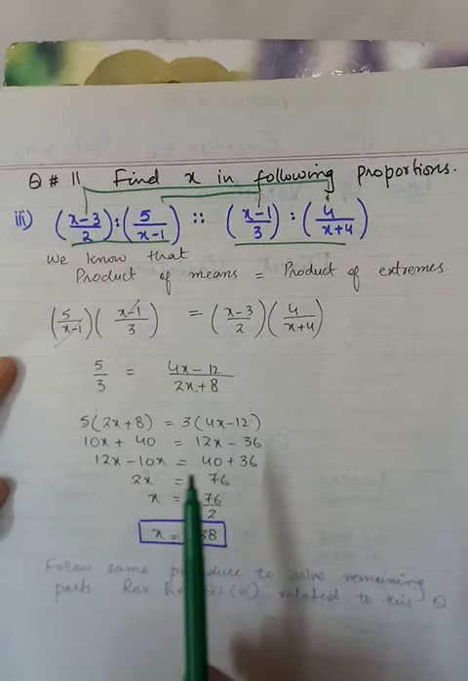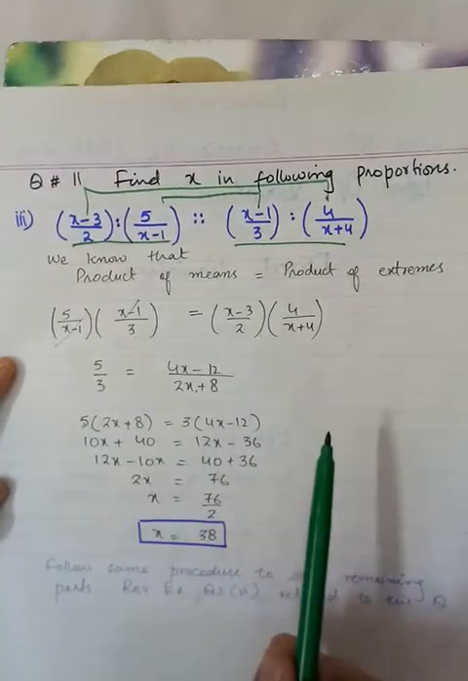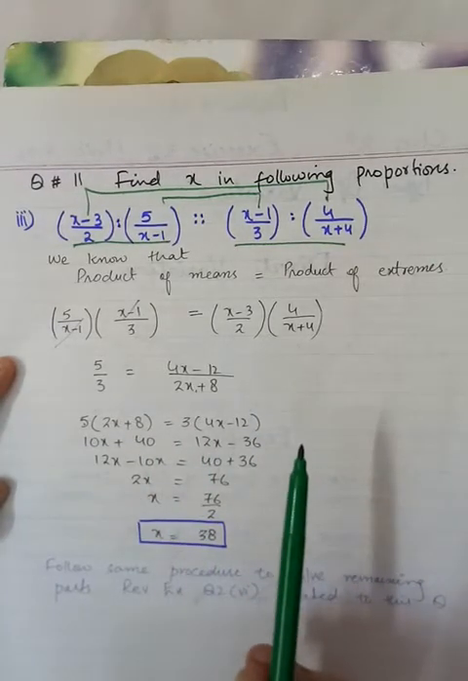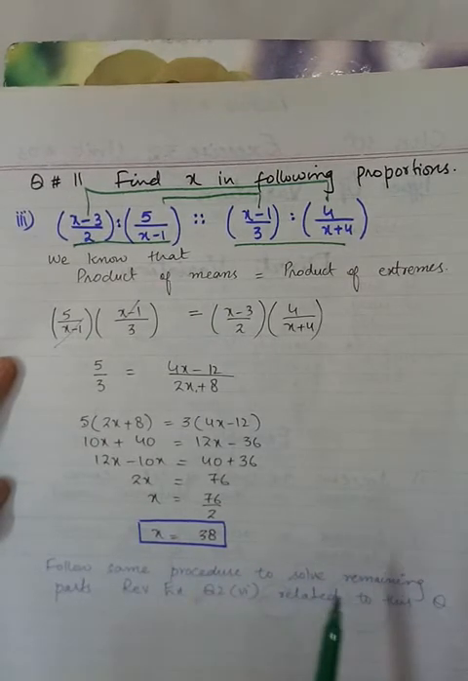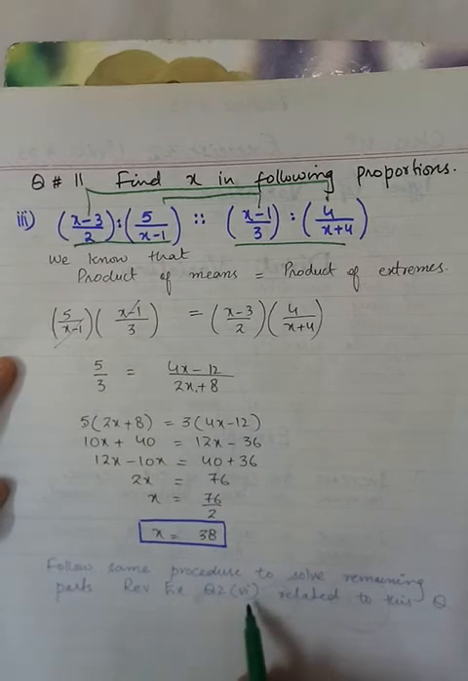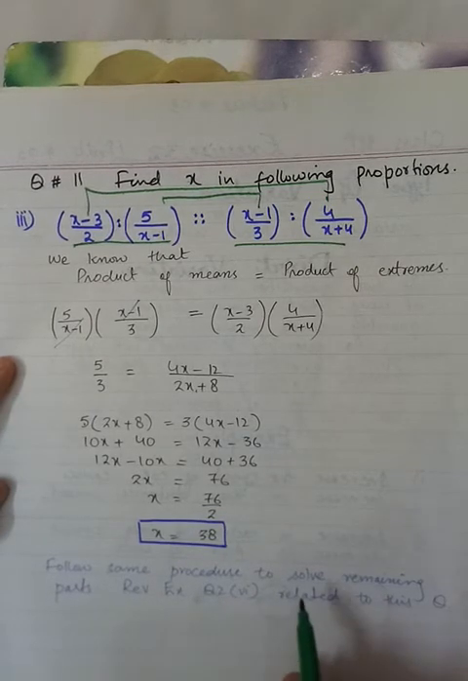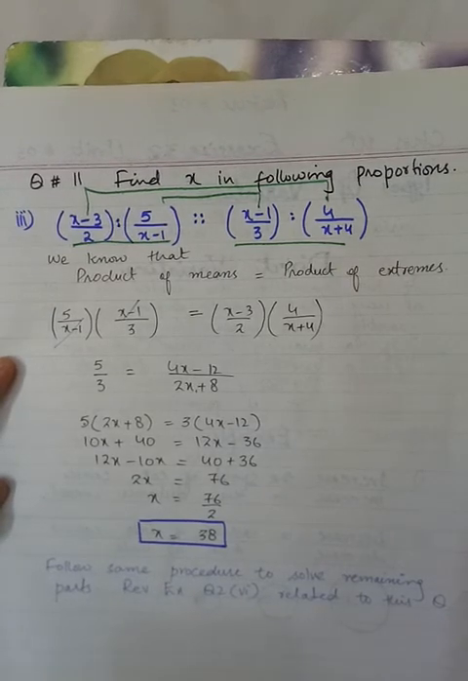I have told you the same procedure, product of means equal to product of extremes. By using this statement, you have to find the remaining values of x in the remaining parts. And in the review exercise, question number 2 part 6 is related to this question. You also have to do this question by yourself. Hope you can do this.